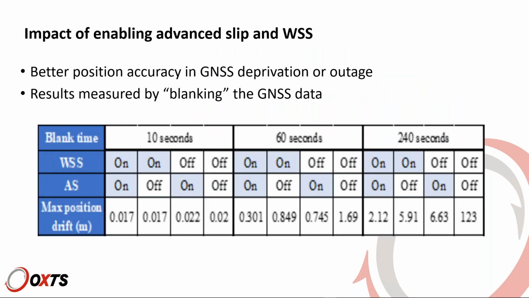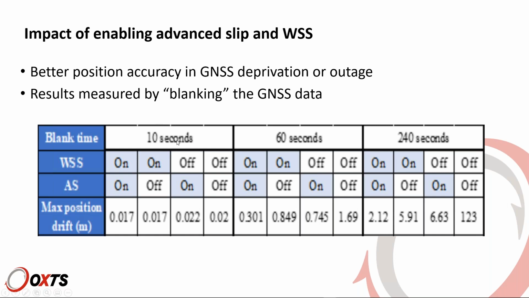And to give you an idea, this is from a test that we've run. Basically, we've collected data in open sky environment, and then we blanked the GNSS data for 10 seconds, 1 minute, 4 minutes, and so on. And we had the V-speed sensor and the advanced slip turned on and off in all the possible combinations, as you can see, so that we can tell the effect of having the V-speed sensor and the advanced slip settings enabled in GNSS outage.